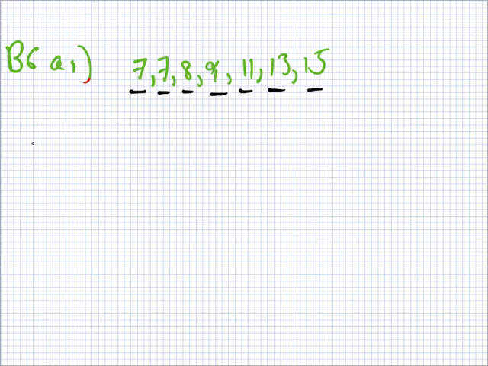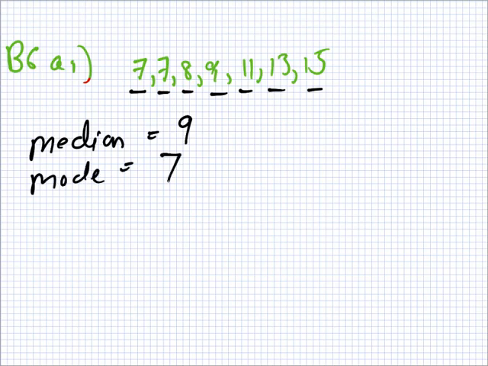So the median is equal to 9. The mode, what's the mode? Nope, 7. And the mean? 7 plus 7 plus 8 plus 9 plus 11 plus 13 plus 15 divided by 7. The mean is 10.